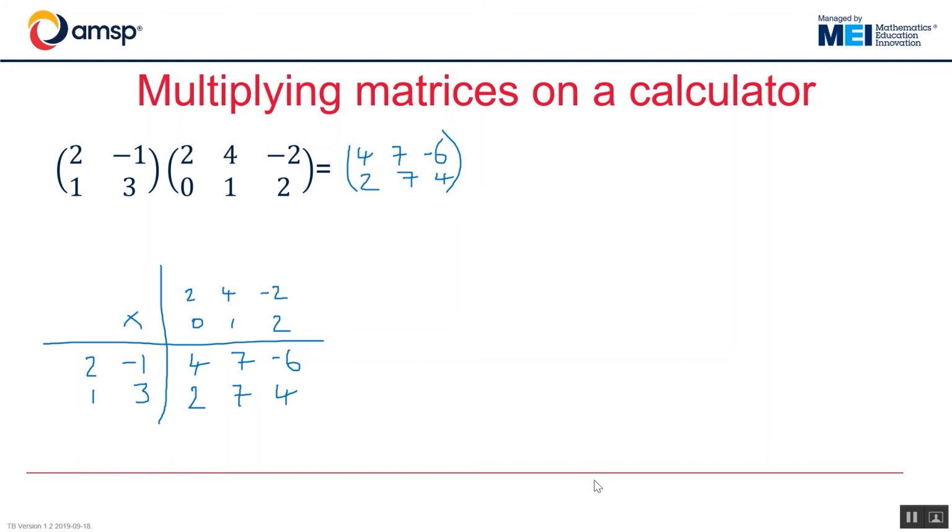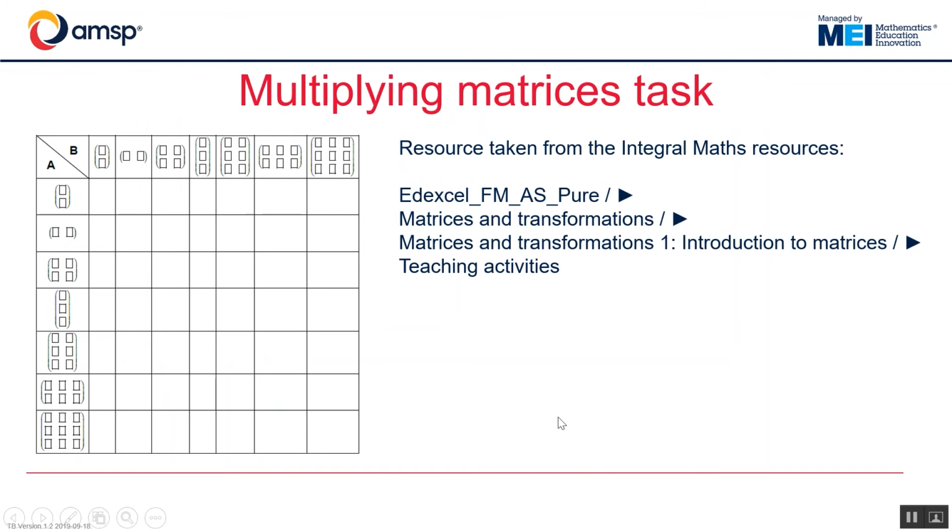So once students know how to multiply matrices on their calculator, they can then move on to some classroom activities. They can try some exercises from the textbook, or they can try an activity like this one taken from the Integral Maths resources. On this one, students are asked to try and find as many entries as they can in this grid here. So for example, we found this 2 by 2 by the 2 by 3 here. We found something that goes in here.